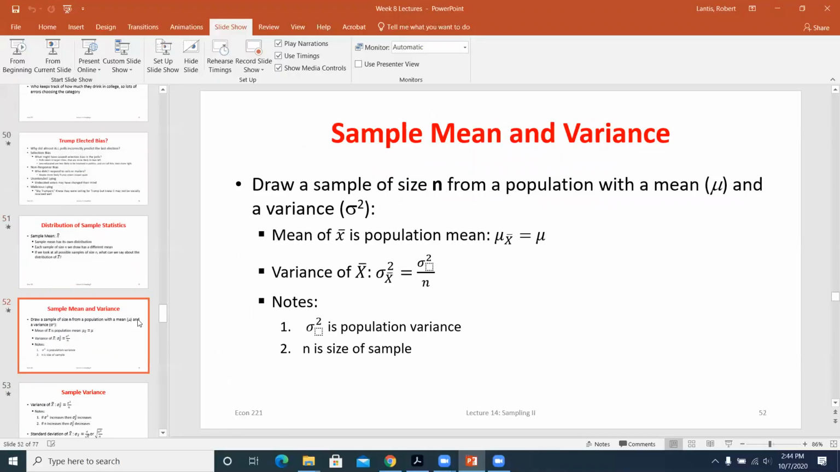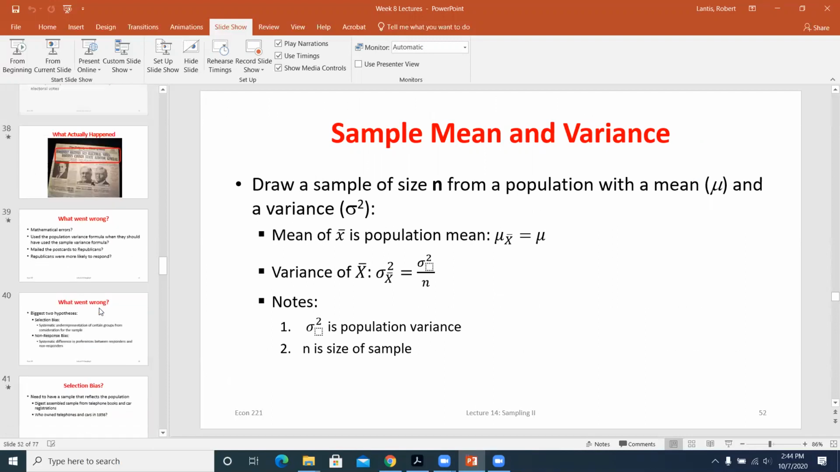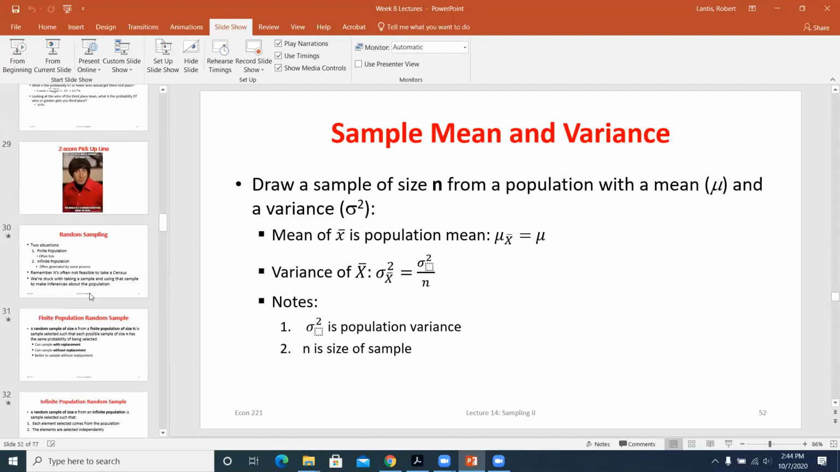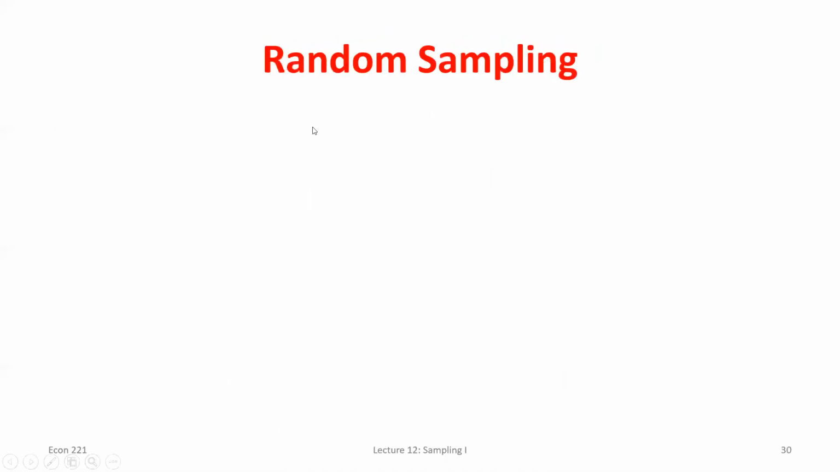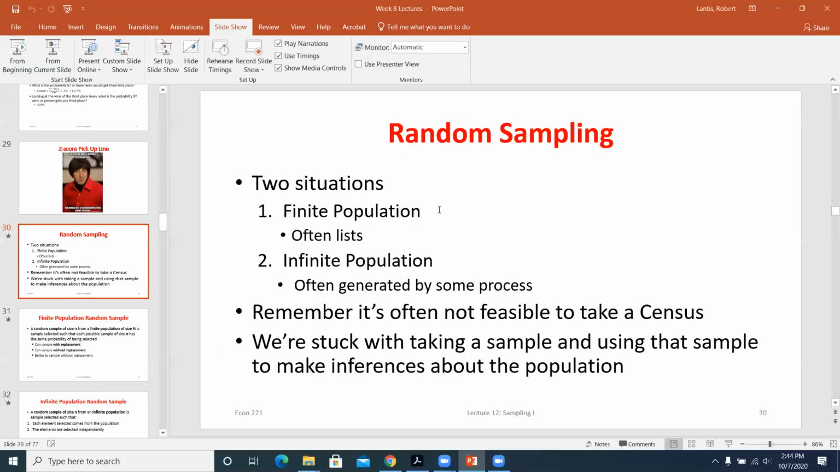So we'll start with sample mean distributions next class, and I'll end with this meme that I always get a chuckle out of. Hopefully you find it as funny as I do. So, if hotness was a normal distribution, you'd be 3 standard deviations above the mean. I would say to try this and say, you would be a z-score of 3. If they don't know what that means, then they're dumb and just walk away. No one likes that. Okay.